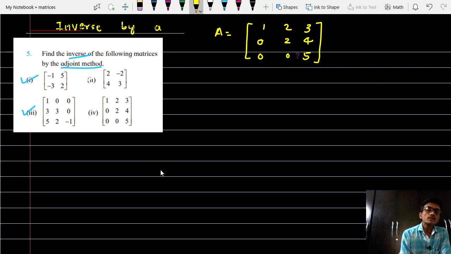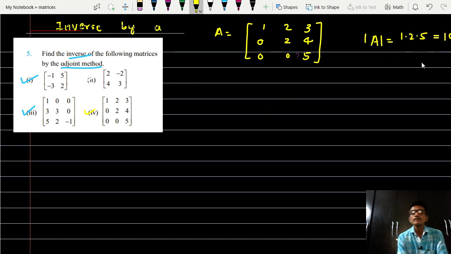Yes, now we are doing question number 4. The matrix is 0, 1, 2, 3, 0, 2, 4, 0, 0, 5. We find the inverse of this matrix by the adjoint method. First of all, we have to find the determinant. It is easy because this is an upper triangular matrix. Its determinant is simply the product of the diagonal elements: 1 into 2 into 5, that will give us 10. Clearly it is not equal to 0, therefore A inverse exists. So determinant of A is equal to 10.